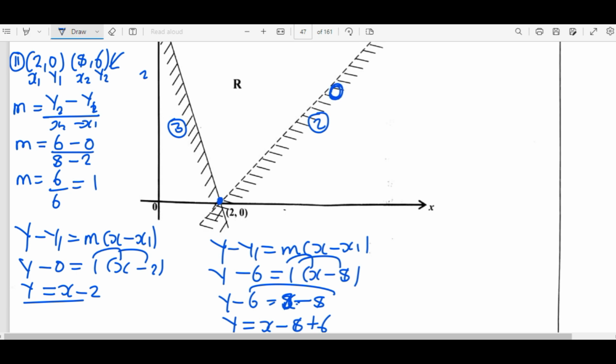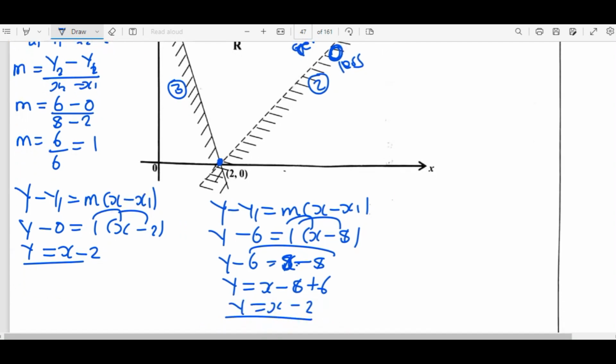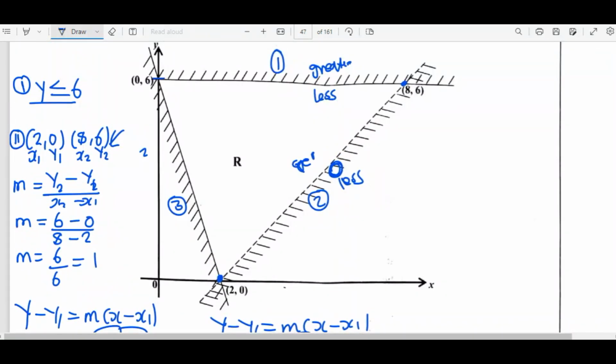So since we are solving for this one, the upper is greater, then here is less, and we want the less, and the line is dotted. Then our final answer is y is less than x minus 2, since we want the lesser region. So this is our final answer. Then we can find the last one.